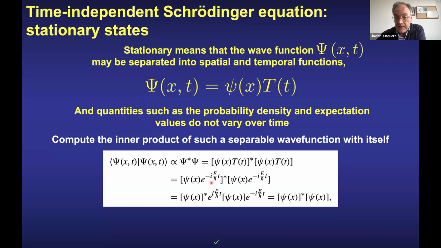function cancels out. In particular, we have here this exponential with a plus sign, and here the exponential with a minus sign. So they will cancel each other. And at the end of the day, this probability density function will not depend on time. So that's the meaning of a stationary state. Okay.